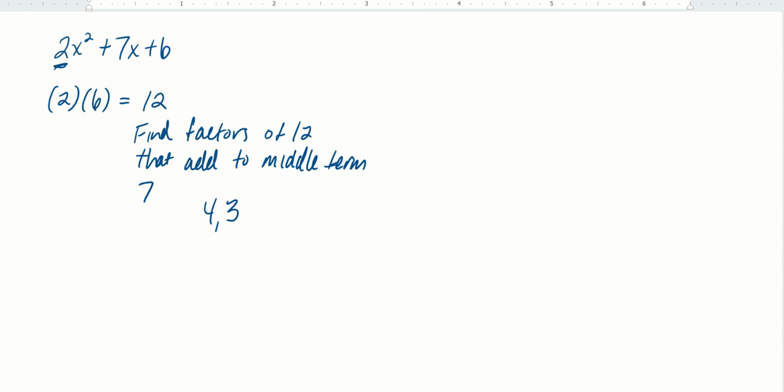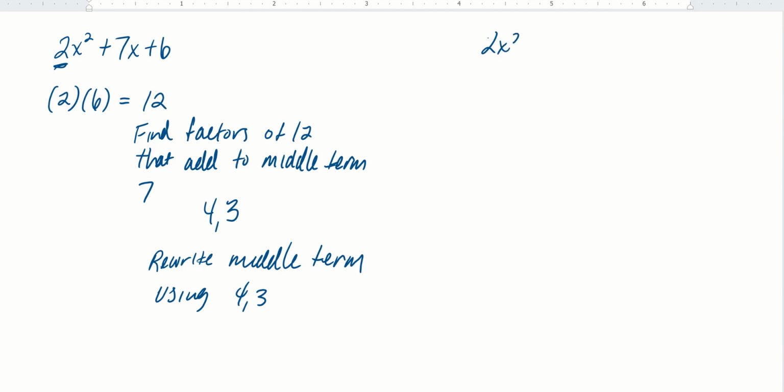Okay, so we need to rewrite the middle term using our new factors, which is 4 and 3. So I'll go up here and say 2x squared plus 6 is going to stay the same. We're only rewriting the middle term. Plus 4x plus 3x plus 6.